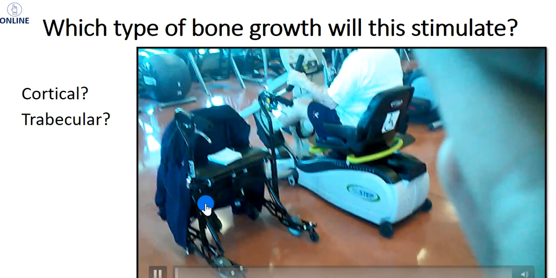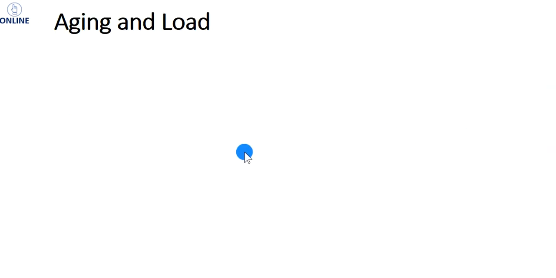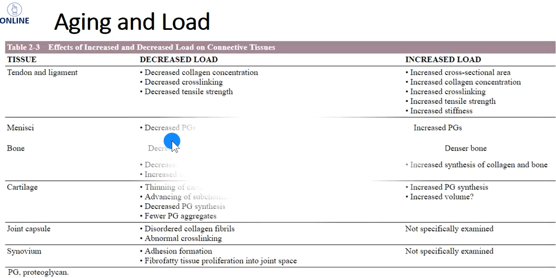So what do you think of this? If he's doing a high repetition but a low load, is he more likely to stimulate cortical or trabecular bone growth? What do you think there? Okay, good. Now let's talk a little bit about aging and load and what happens with aging.